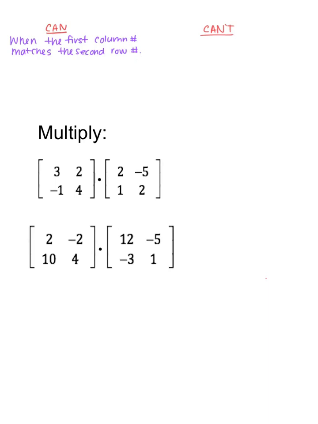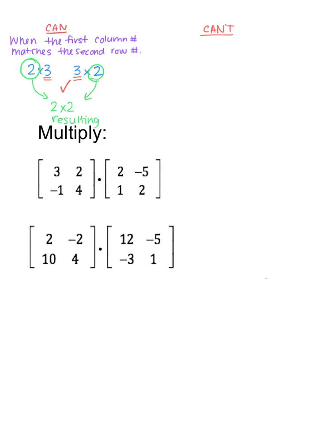I know that might be a lot of words, but what that basically means is, let's say I have a 2 by 3 and I have a 3 by 2. When the first matrice's column, so that's this guy, matches the second matrice's row number, I'm good. And I know that my resulting matrice will be the rows of my first matrice by the columns of the second matrice. So my resulting would be a 2 by 2.